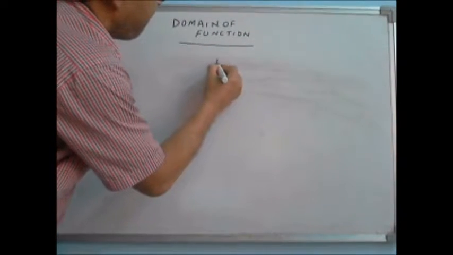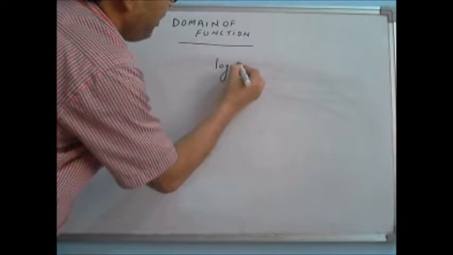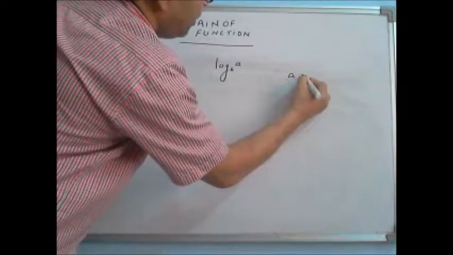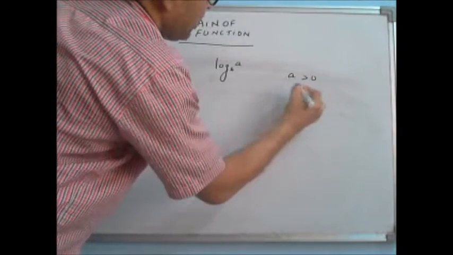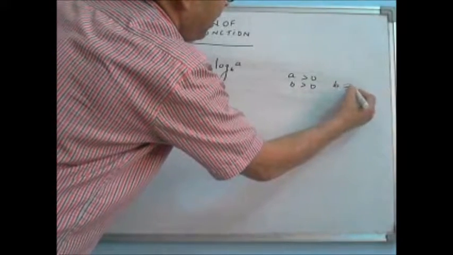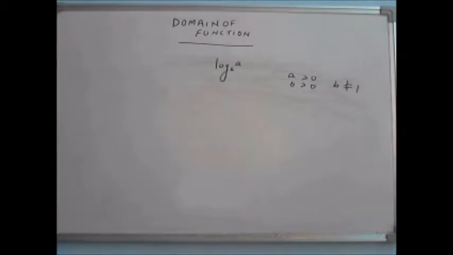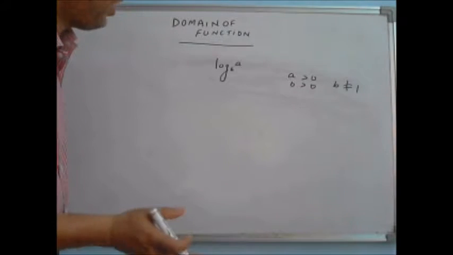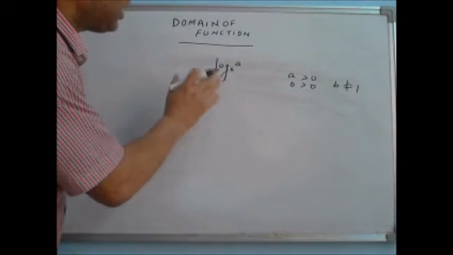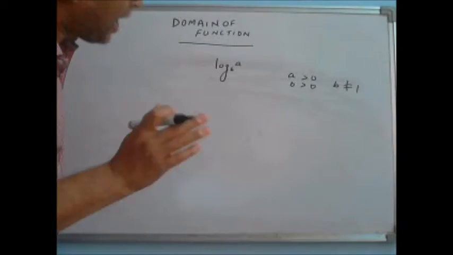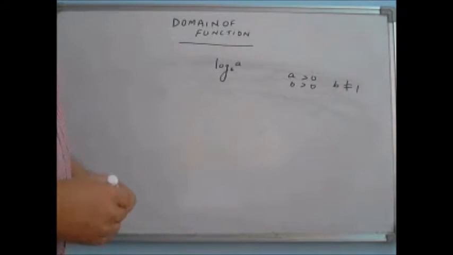Logarithmic function, rule number 3. Both a and b should be positive, and the base should not be 1; otherwise the function is not defined. This is very much obvious. So for finding the domain of a function, you just follow the conditions for which the function is defined. You will get the corresponding values of x. That is going to be the domain of the function.